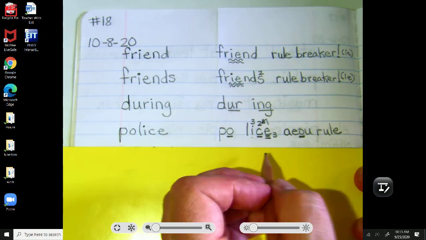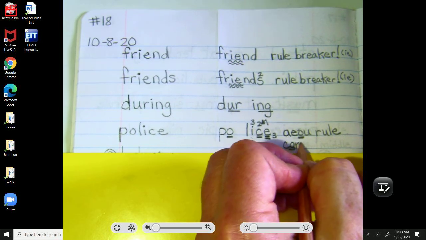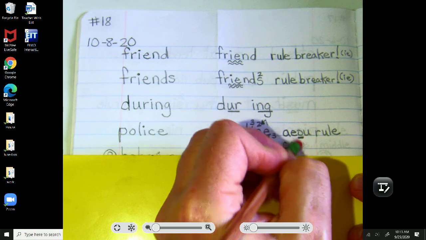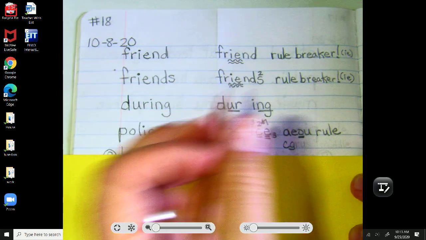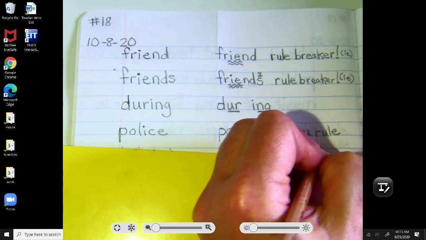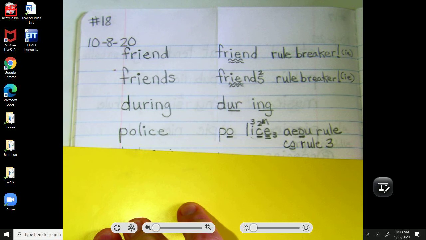It's the magician. CG. Oh my goodness, I didn't put a space in there. I better put a little space in there. I forgot my finger space. CG rule 3. It's the magician, the magical E, right? Saying poof, making the C say its second sound. Police.